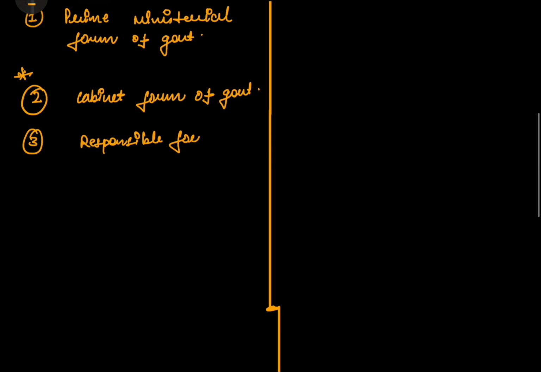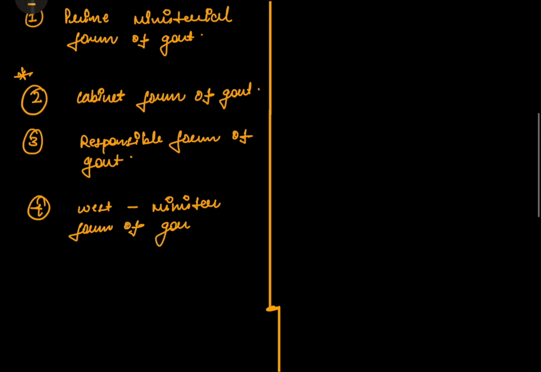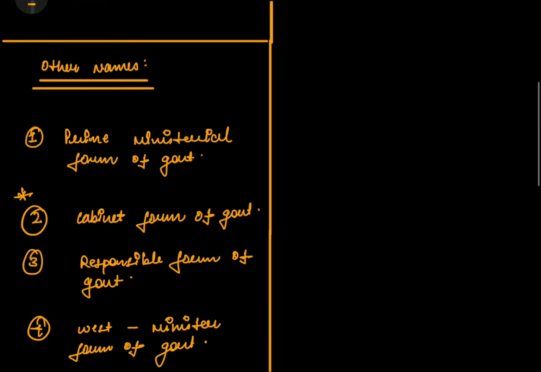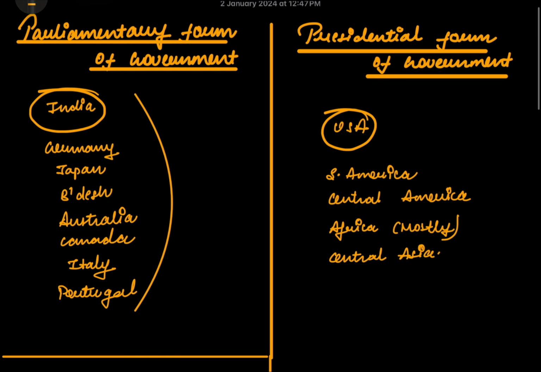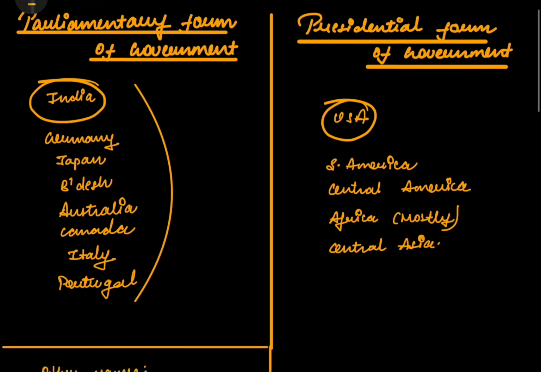Responsible form of government. And the last is Westminster form of government. And this presidential form of government is known by the name only presidential form of government.